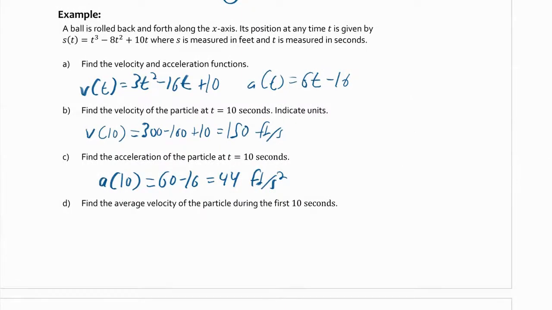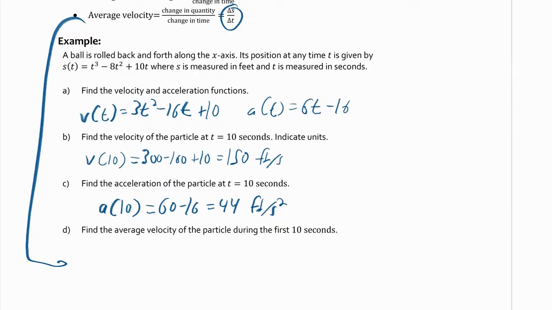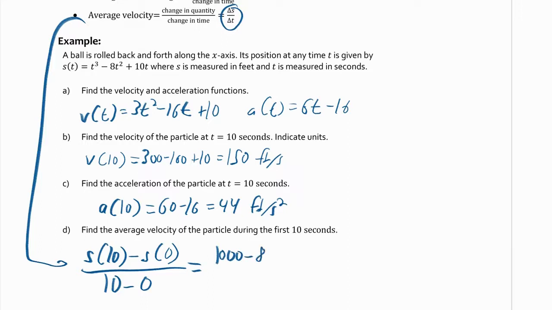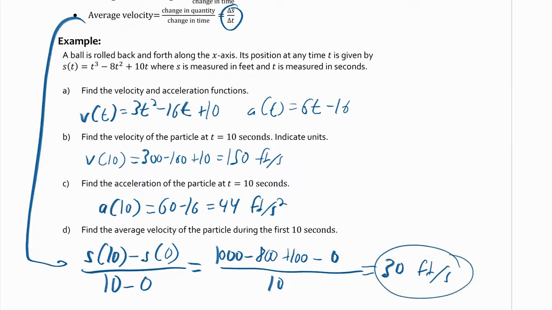And finally, the average velocity, as we look back up here, deals with the change in position. So that is the position at time 10 minus the position at time 0, over 10 minus 0. Position at time 10, we didn't calculate, but we can. That is 1,000 minus 800 plus 100, minus the position at the start, which if I plug in 0, is minus 0, over 10 minus 0. So this is 200, 300 over 10, 30 feet per second. I didn't even need to know the velocity function to get the average velocity over a time interval.